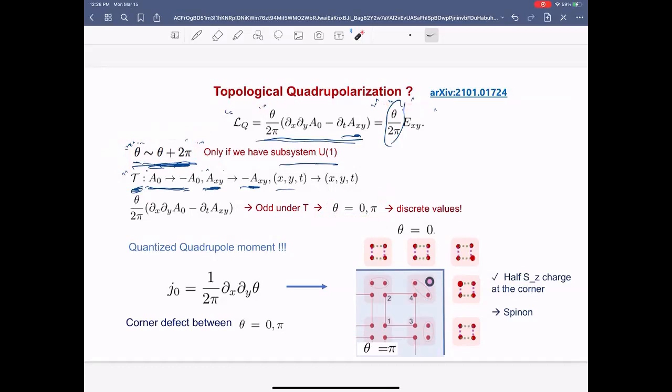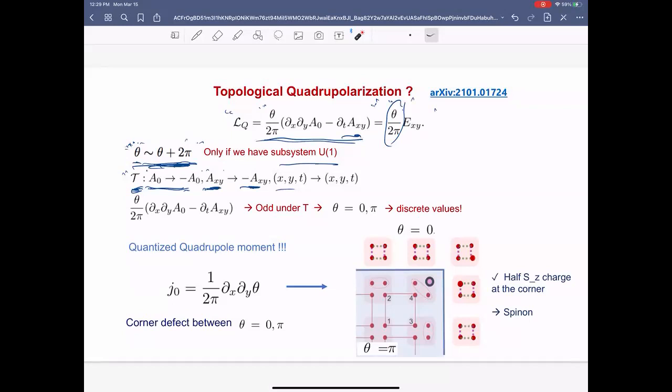Can I interrupt a little bit? I also have a question about time reversal. Since here under time reversal A changes sign, A transforms just like the ordinary electromagnetic vector potential, and in that case we know the electric field should be even under time reversal.